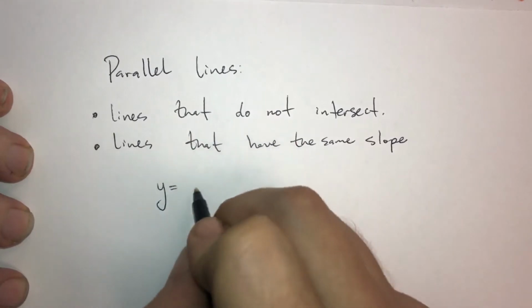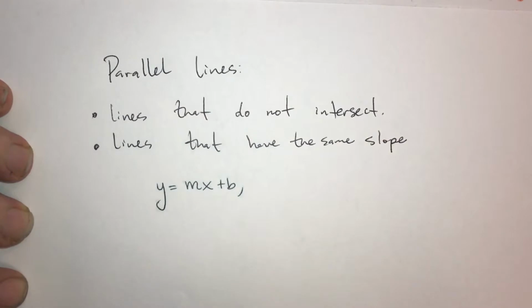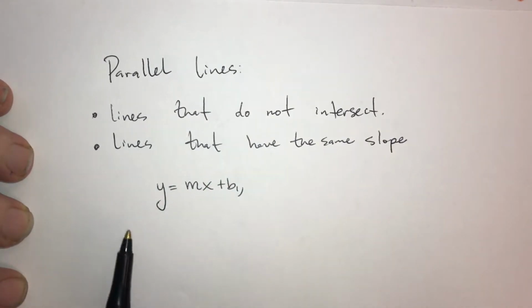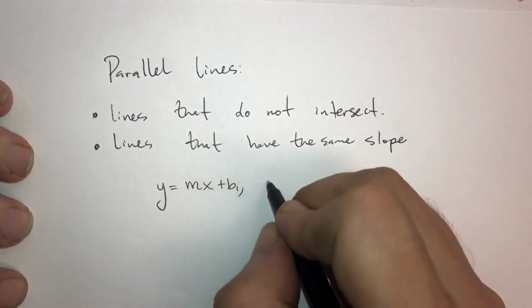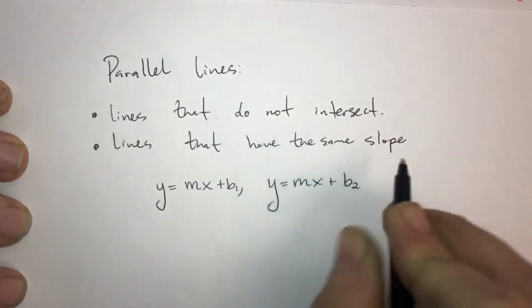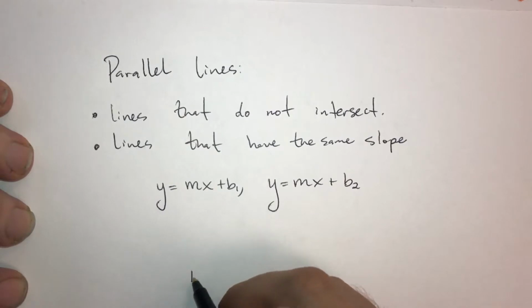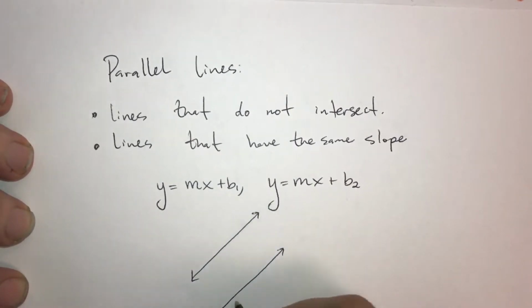So for y equals, let's say, well, let's do y equals mx plus b. We'll call it b1. So if I have a line y equals mx plus b1, then a parallel line is any line that has the same slope, even though it can have a different intercept. So really, since the slopes are the same, those lines don't intersect anywhere.